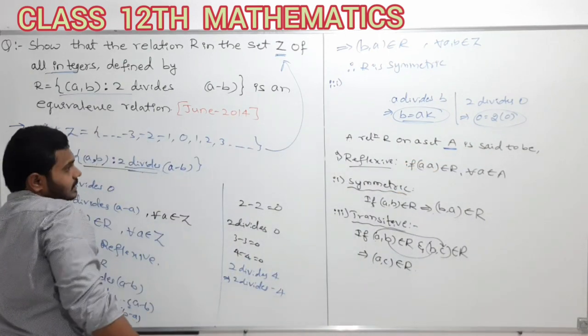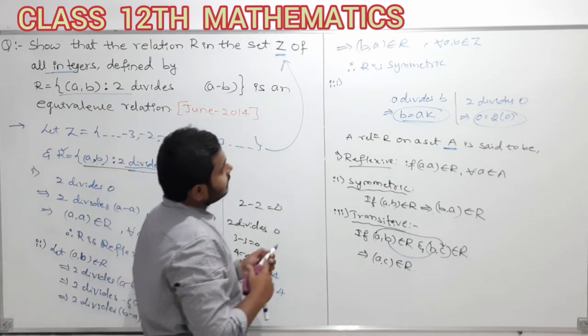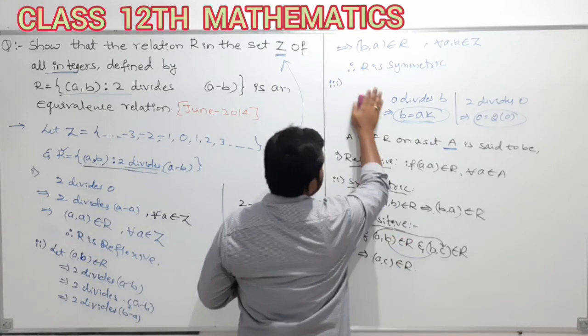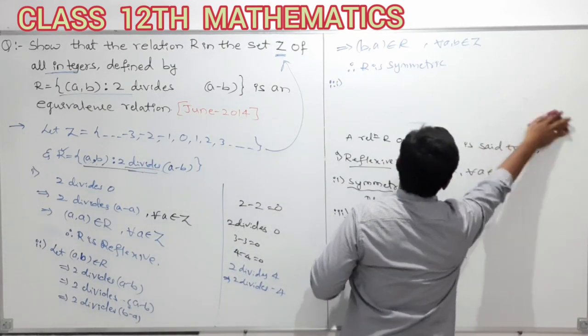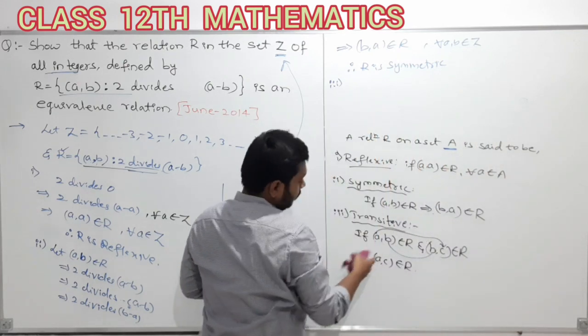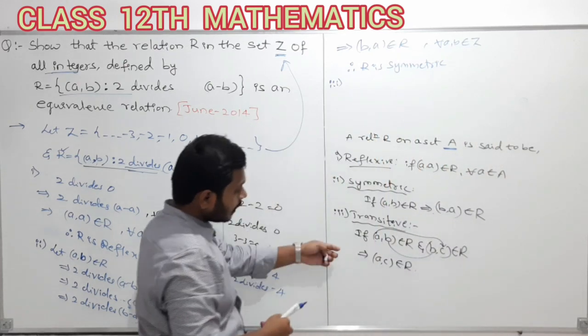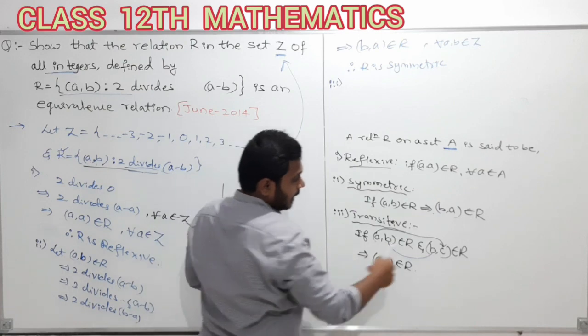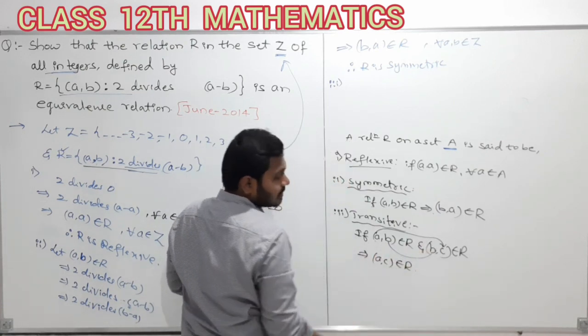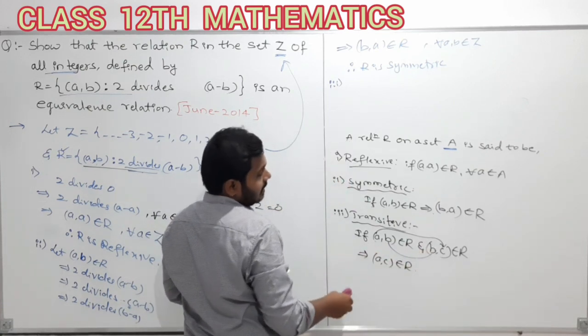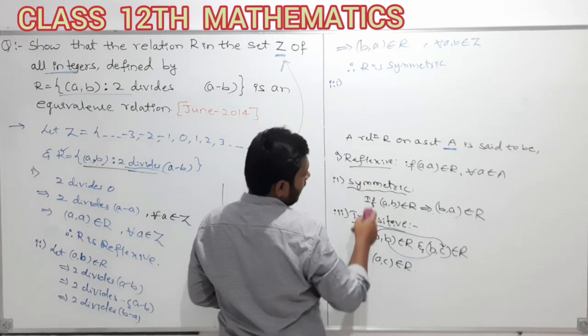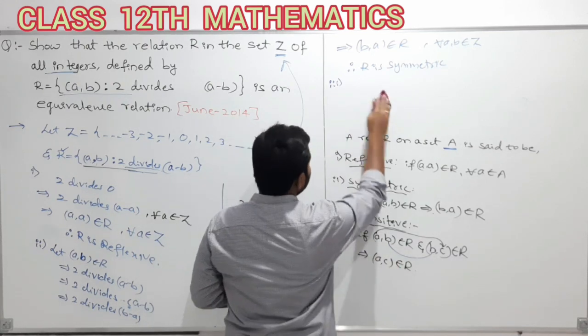Clear? And now, my dear students, what is the third one? The third condition is transitive. So what is transitive? Transitive means, again we should know, if A comma B belongs to R and B comma C belongs to R, then A comma C must be in the relation R. Then we can call such a relation R the transitive relation.